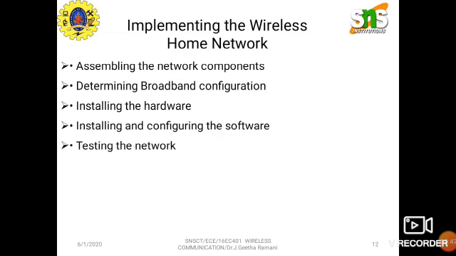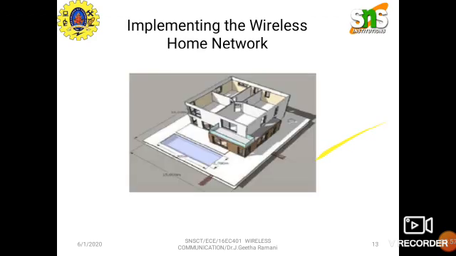Next, implementing the wireless home network. Assembling the network components, determining your broadband configuration, installing the hardware, installing and configuring the software, and testing your network. Next, this is the implementation of the wireless home network, a sample diagram of the home structure we have designed.